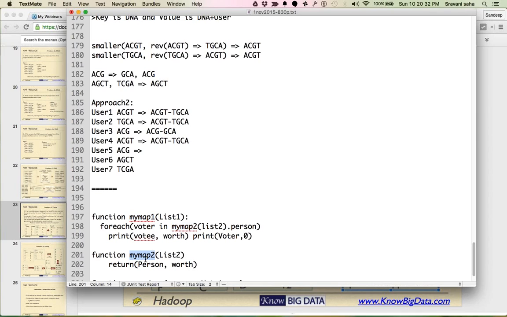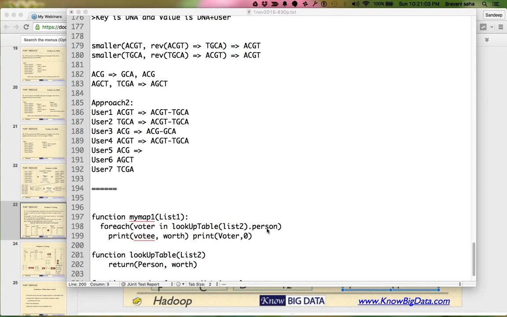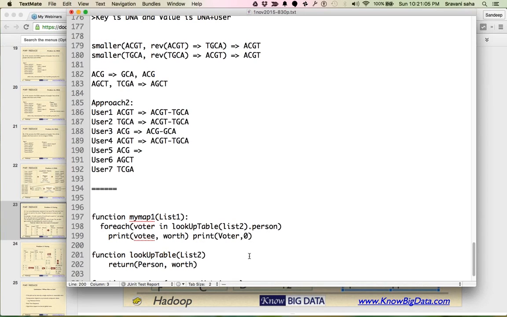This is basically not a map. Let's call it a lookup table. All right. We have prepared a lookup table, and in some way we are providing a lookup. Generally list 2 is loaded once and used all the time, not loaded every time. So this approach is called map side joins. We are trying to join the two files, and we are trying to do it using map side joins. All right. This is called map side joins.